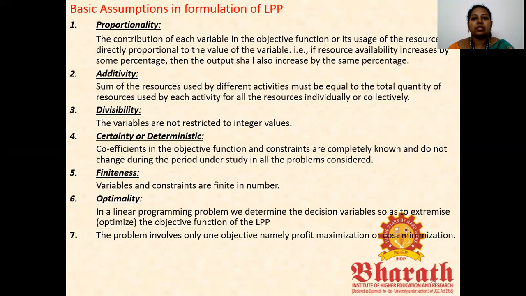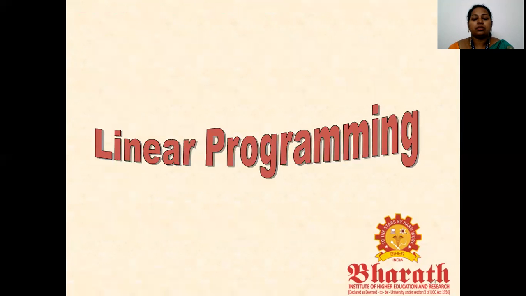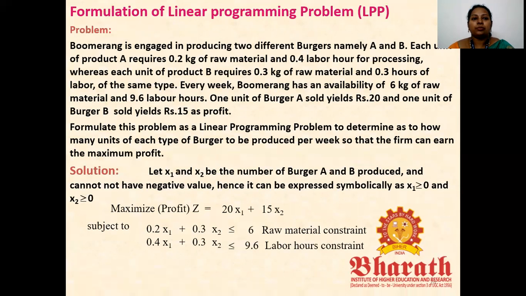Then optimality. In a linear programming problem, we determine the decision variables so as to optimize the objective function. If the solution is optimizing, only then can we select it as the best solution. The problem involves only one objective, namely profit: maximizing the profit or minimizing the production cost. Based on these assumptions, we can form an LPP. That is linear programming.